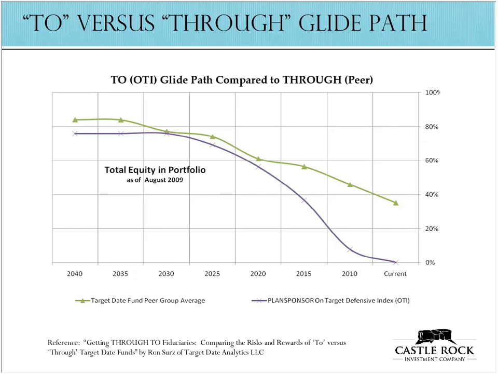Okay, and then here's another graph, for those who like pictures. I like pictures. So this chart is just showing a difference between the equity allocation in a to versus a through glide path. So the purple line is saying, let's get everybody to cash by the time they retire. And the green line is saying, well, no, let's get them more conservative, but keep generally a 30% to 40% allocation to equities in a portfolio through the retirement years.